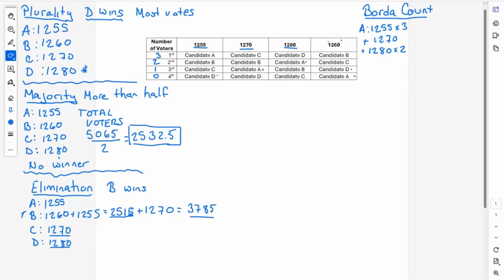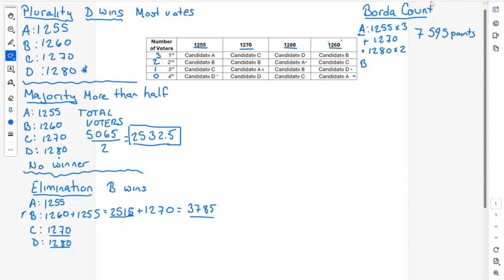And then finally, these 1,260 people put A as their last choice. And so candidate A gets no points for those folks. And so if we look at that total, we have 1,255 times 3 plus 1,270 plus 1,280 times 2, which means candidate A has 7,595 points. Okay, and let's see what candidate B ends up with.